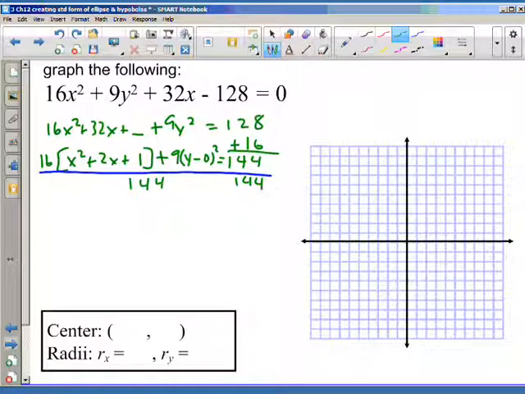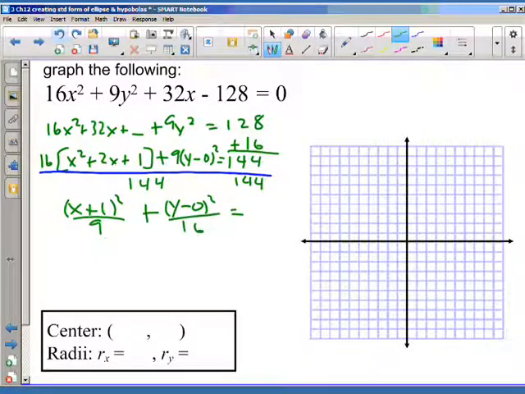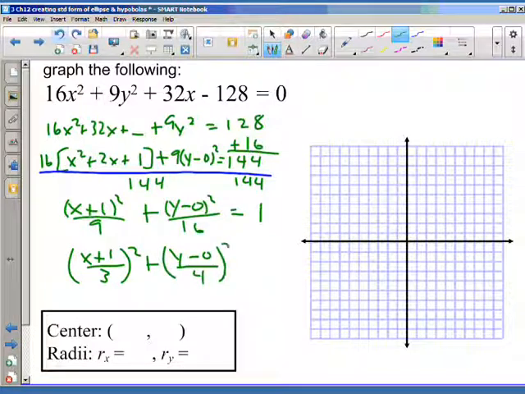What I get there is 16 over 144. 9. So what I'm going to get there is an x plus 1 squared over 9 plus, 9 goes in 144, obviously 16 times. And then I get my 1. And to put the 9 and the 16 in, I have to square root them, put them inside the squaring, so I get x plus 1 over 3 squared, y minus 0 over 4 squared.